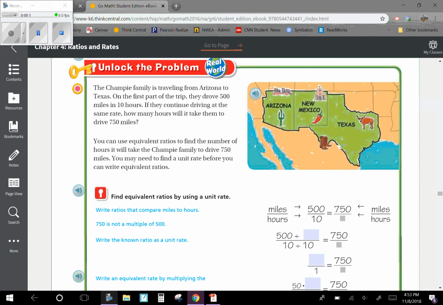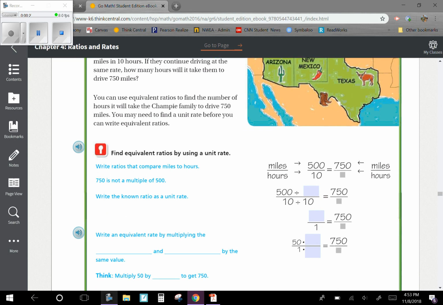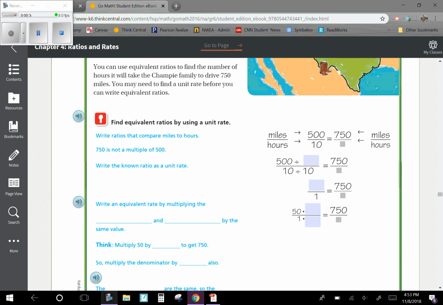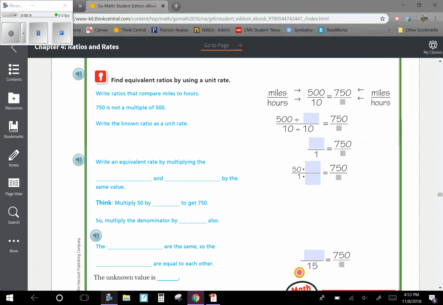Unlock the problem. The Champy family is traveling from Arizona to Texas. On the first part of the trip, they drove 500 miles in 10 hours. If they continue driving at the same rate, how many hours will it take them to drive 750 miles? You can use equivalent ratios to find the number of hours it will take the Champy family to drive 750 miles. You may need to find a unit rate before you can write equivalent ratios.